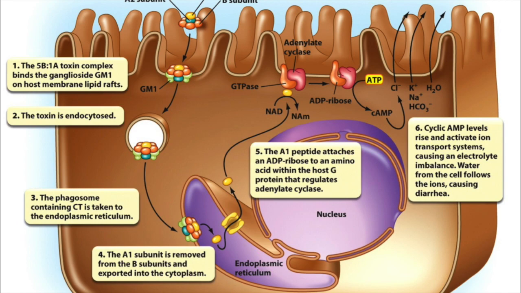My A subunit attaches an ADP ribose to an amino acid within the host G protein that regulates adenyl cyclase. Adenyl cyclase is continually released, activating the ion transport system. The ion transport system causes sodium, chlorine, water, and bicarbonate to exit the cell. This induces watery diarrhea and dehydration.